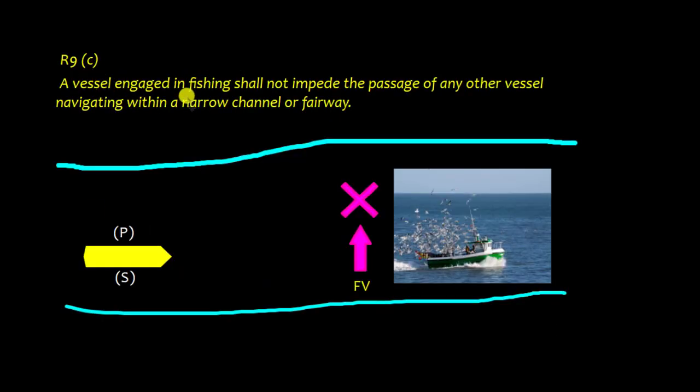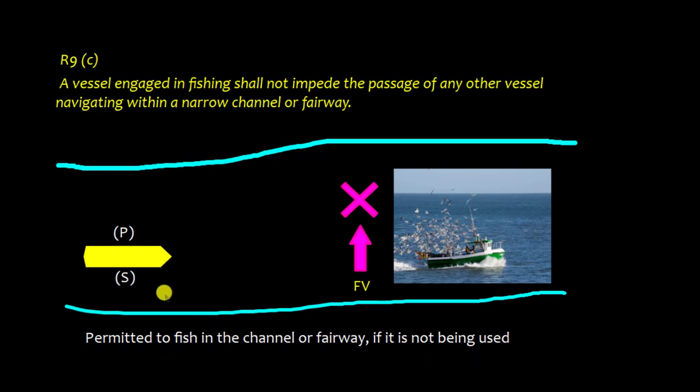Rule 9c talks about a vessel engaged in fishing, which shall not impede the passage of any other vessel navigating within a narrow channel or fairway. Well, you should also note that if nobody is using this narrow channel or fairway, that is the time you can fish in the channel.